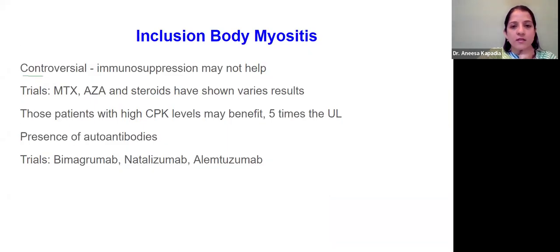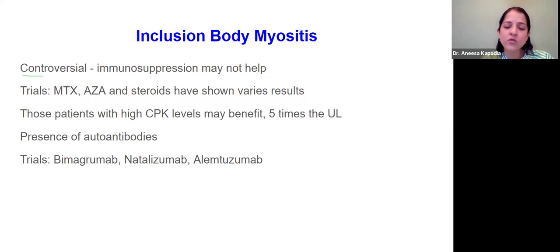Inclusion body myositis is a very difficult disease to treat. I still remember reading when I was studying for my post-graduation, in Harrison, that patients of inclusion body myositis initially might do better with, say, steroids, but often then progressively deteriorate. These tend to be older patients, and though the disease is very indolent, it takes much longer to develop versus your polymyositis or dermatomyositis, which is far more acute, but very few treatments work on it.